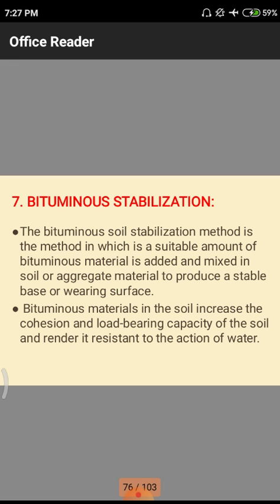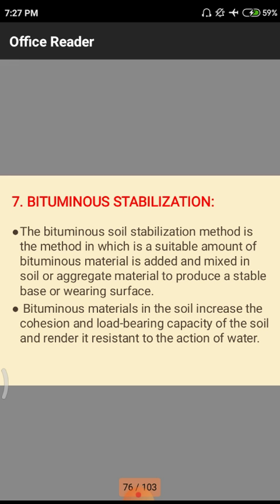At that liquid state, we are simply mixing it with other aggregates or soil or fly ash, so that they react with one another and form a hard substance. That substance we simply use and employ in different fields for stabilization and construction purposes.